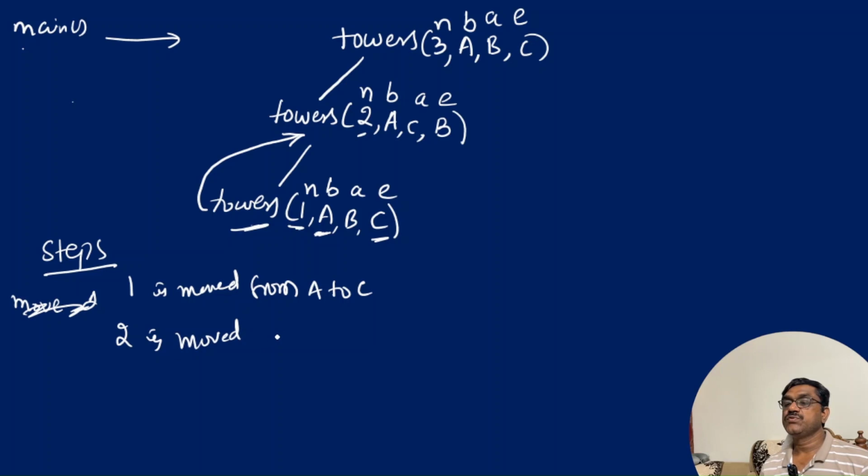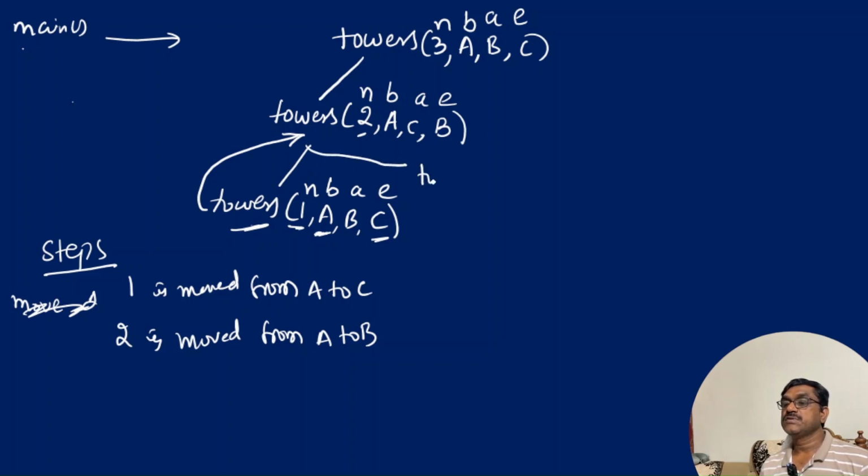Another print we are using: 2 is moved from, what is the beginning peg? A. What is the destination peg? B. A to B. Right? Now, see, we are printing 2 times: when n equals 1 and when we are at the root node. Now, from here, you move to the right.